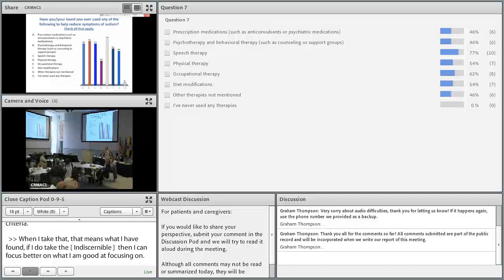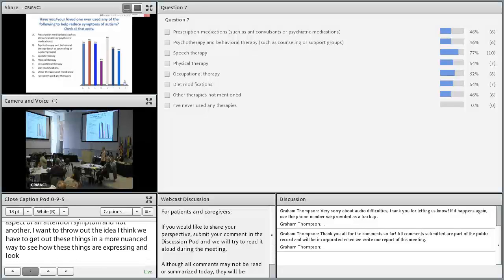So I just want to throw out the idea that I think we have to get at these things in more nuanced ways and see how these things are actually expressing, and look at it from biological genotype to different intermediate phenotypes to the condition to the downstream consequences of it, and actually start separating them out and giving us as people on the autism spectrum tools to look at those things for ourselves in ways that might be different from how outsiders would look at it.